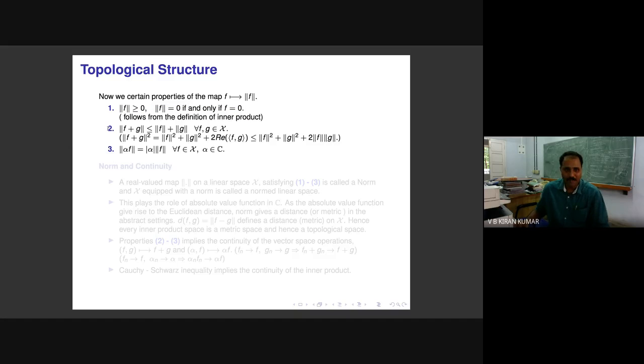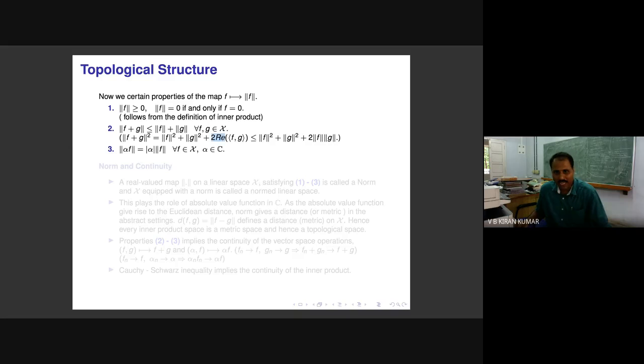Now the second property is known as the triangle inequality: norm of F plus G is less than or equal to norm F plus norm G for all F and G in X. For this, you consider norm F plus G squared. By definition, it is the inner product of F plus G with F plus G. By a simple computation, you will obtain that this is equal to norm F squared plus norm G squared plus 2 into the real part of inner product Fg. This is something we obtained when we proved the parallelogram identity.